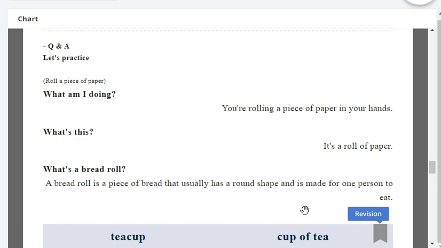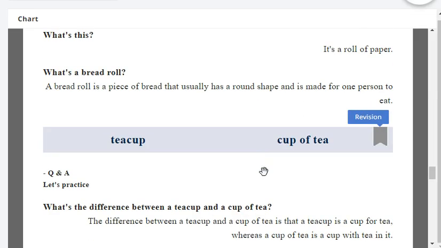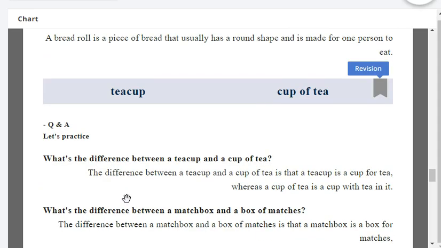What's a bread roll? A bread roll is a piece of bread that usually has a round shape and is made for one person to eat. Very good. What's the difference between a teacup and a cup of tea?